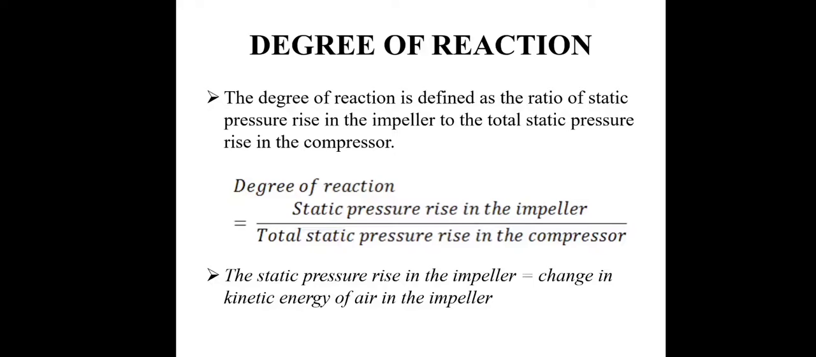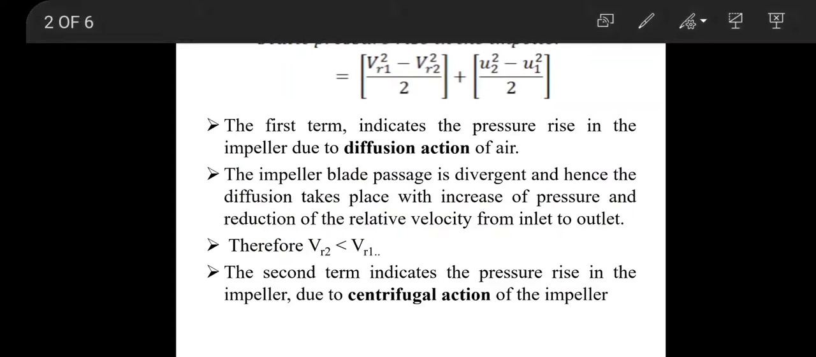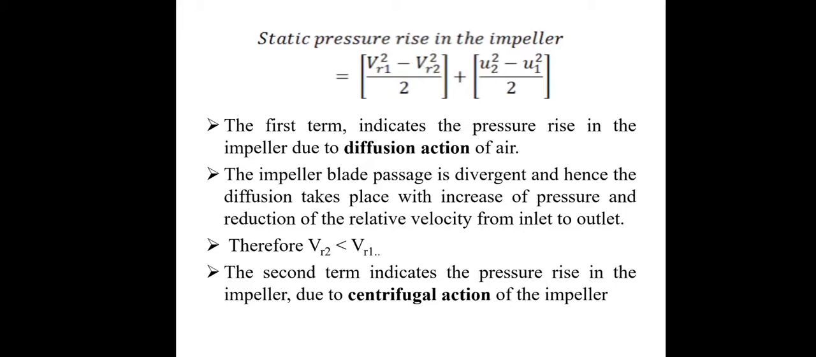The static pressure rise in the impeller equals change in kinetic energy of the air in the impeller. So static pressure rise in the impeller is equal to (VR1 square minus VR2 square) by 2 plus (U2 square minus U1 square) by 2. So why VR1 minus VR2? Because when the air passes through the impeller, the relative velocity of air from the inlet is decreasing.